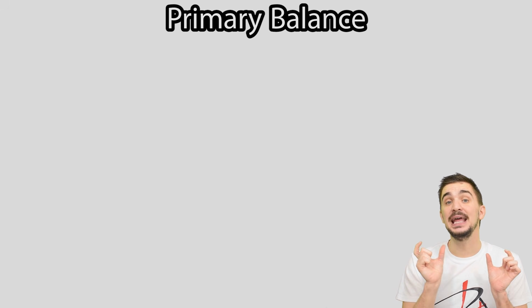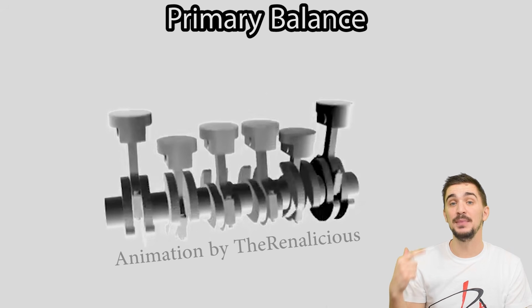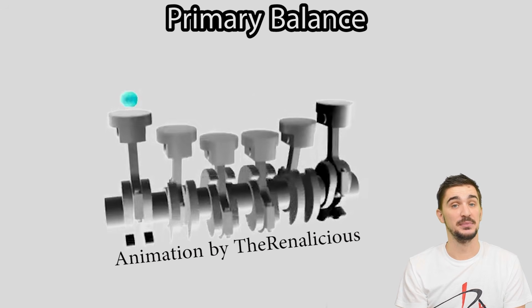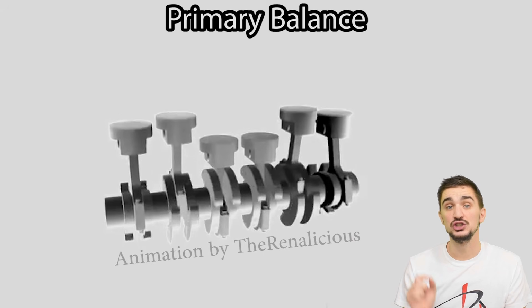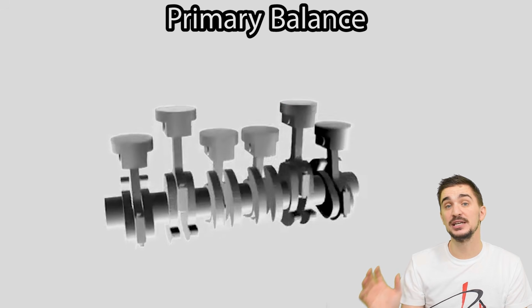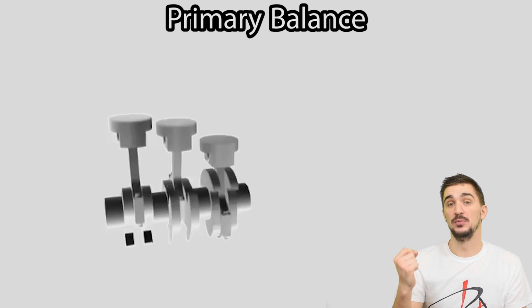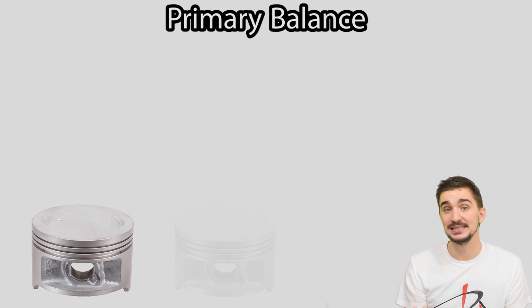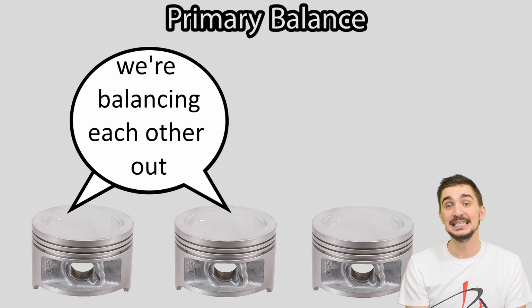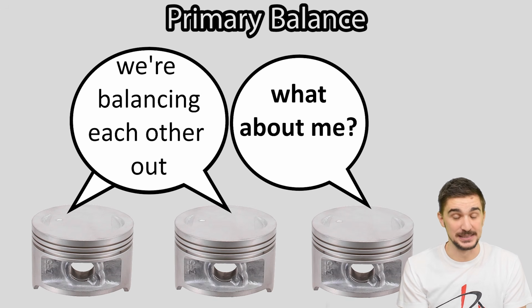A primary engine imbalance is the result of an unbalanced mass in the reciprocating assembly of your engine. In other words, your pistons are usually the greatest potential source of a primary engine imbalance. An engine with an odd number of pistons is going to have a primary imbalance if the mass of the odd piston isn't balanced out by the other pistons.